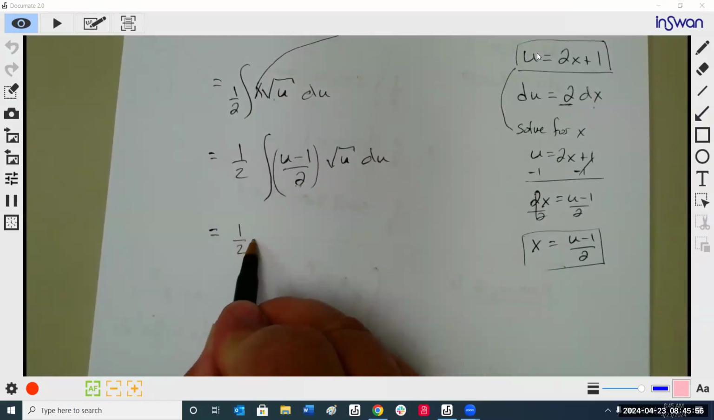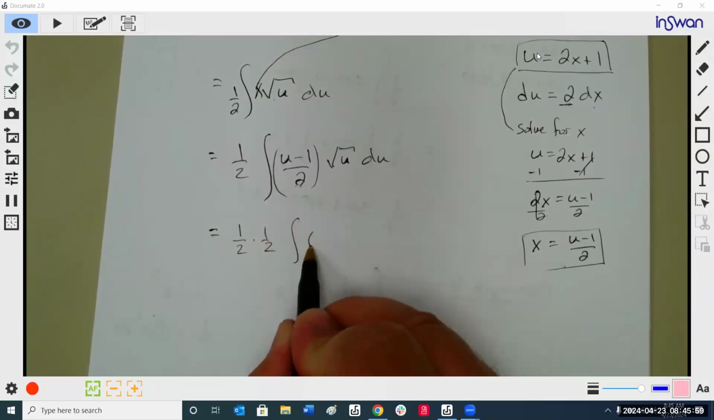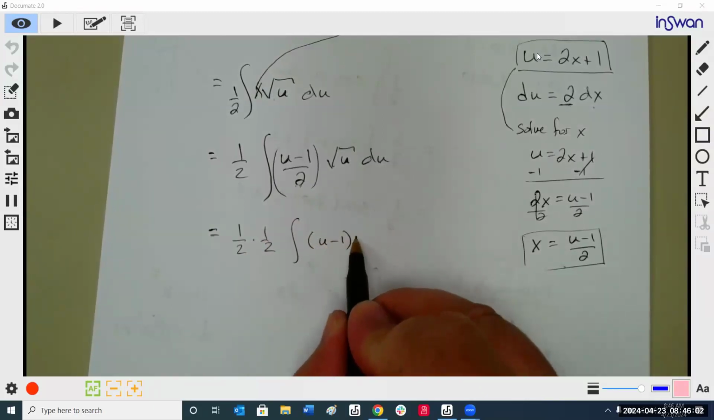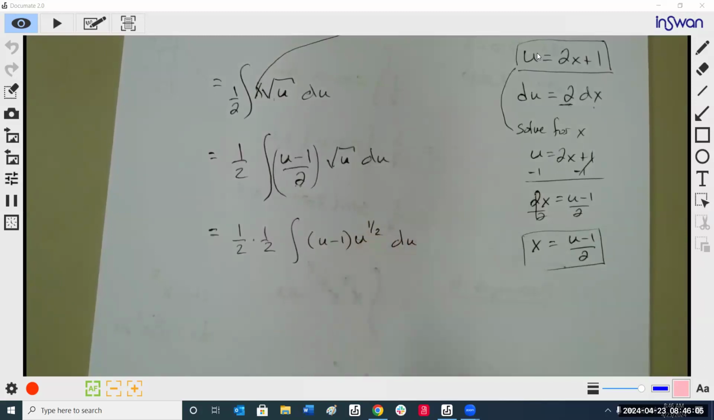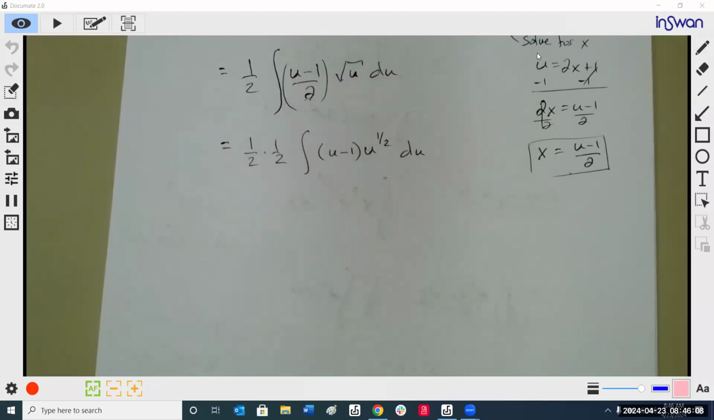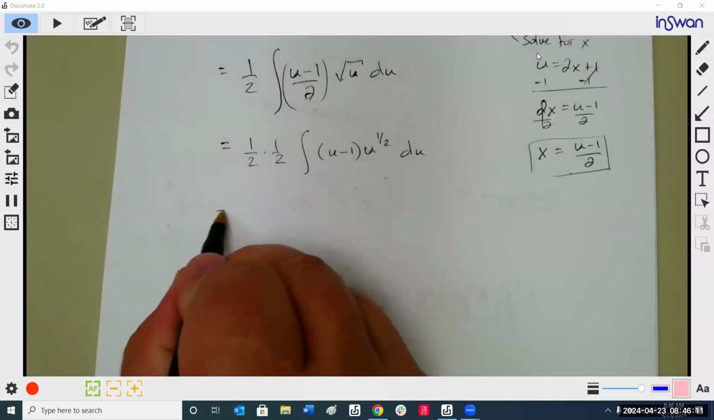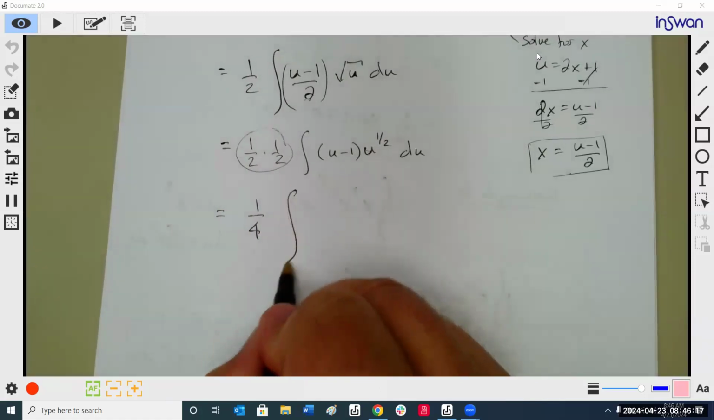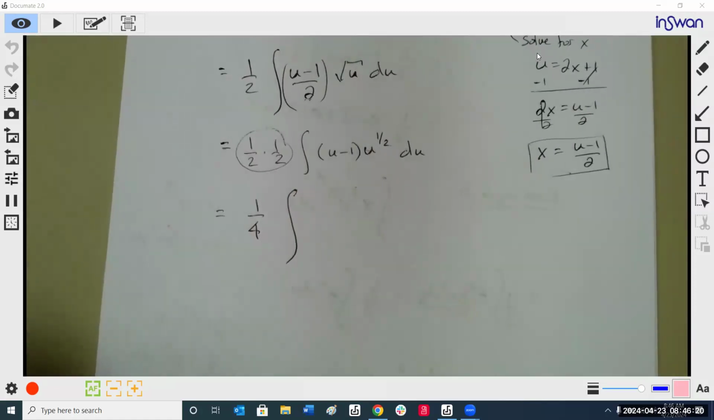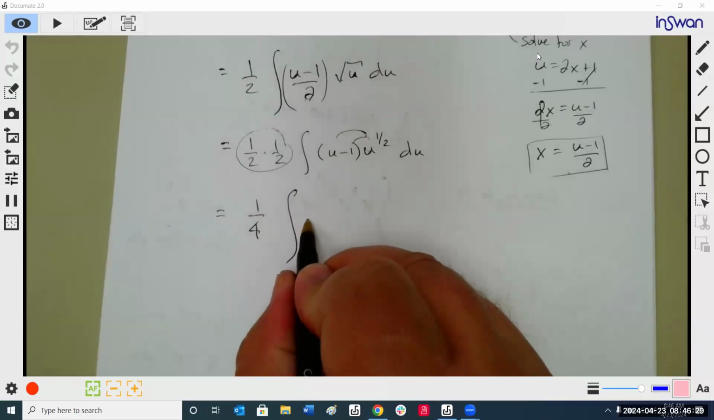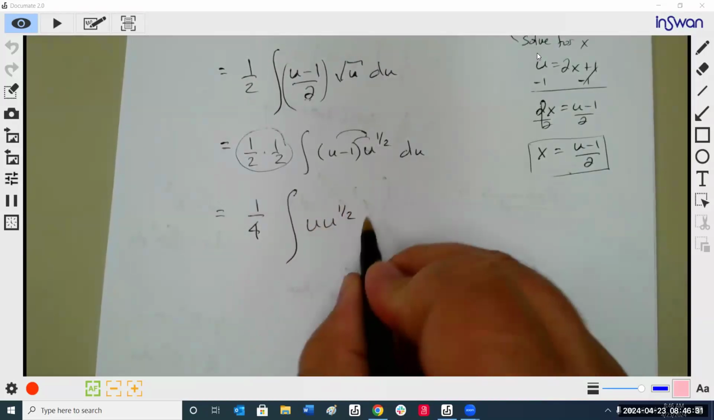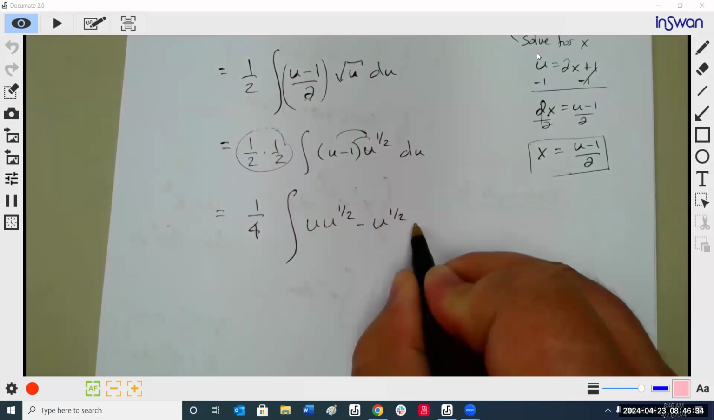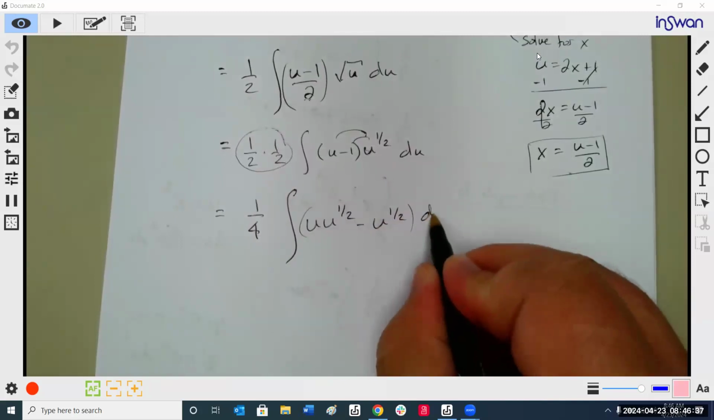So we have 1/2 times 1/2 (u minus 1) u to the 1/2 power. We can multiply these together, so it's 1/4. What about inside there? What would you do next? Distribute. We have u times u to the power 1/2 minus u to the power 1/2 du.